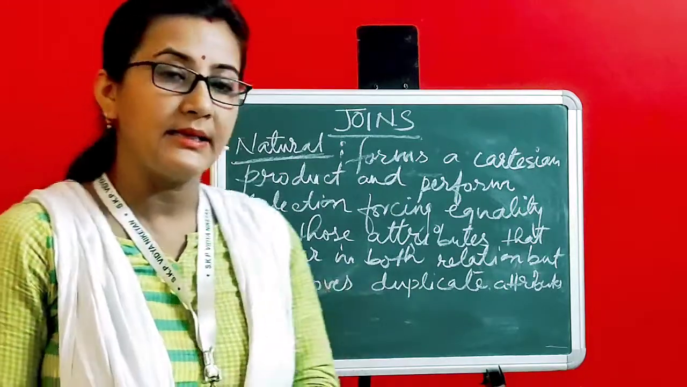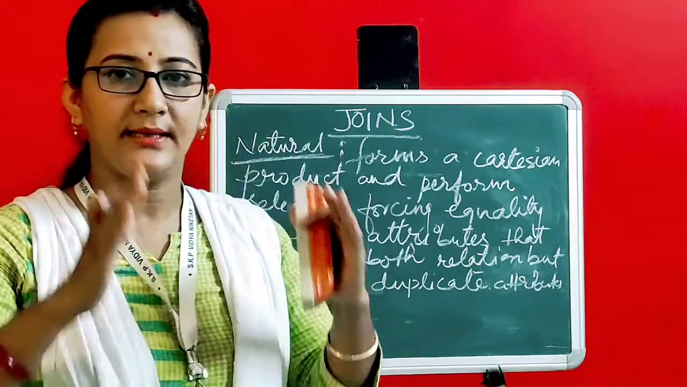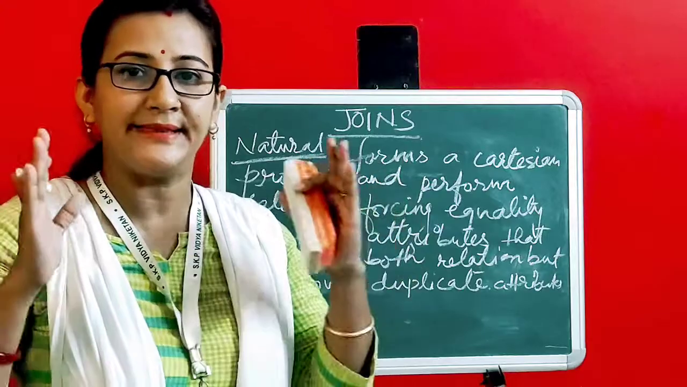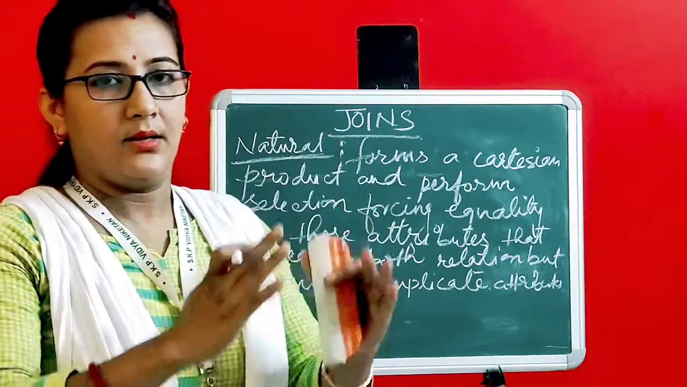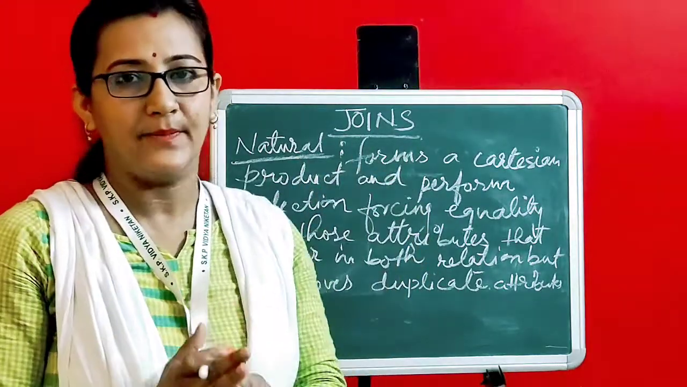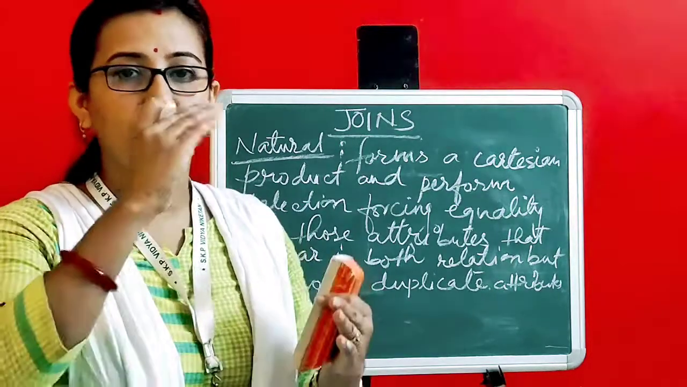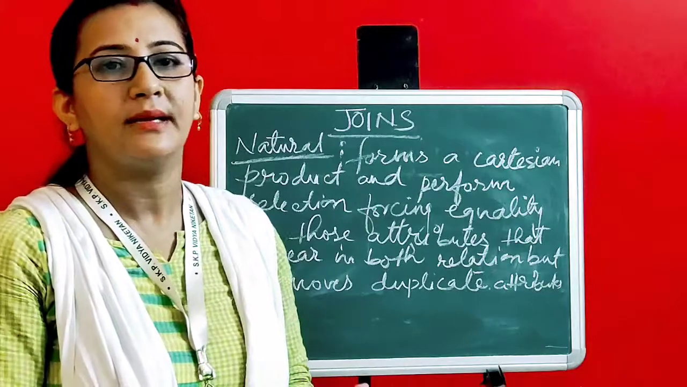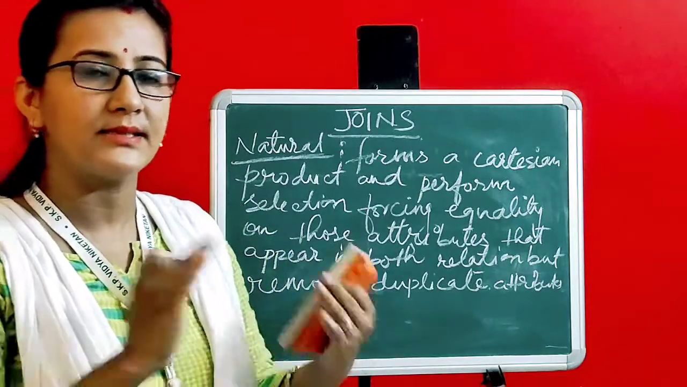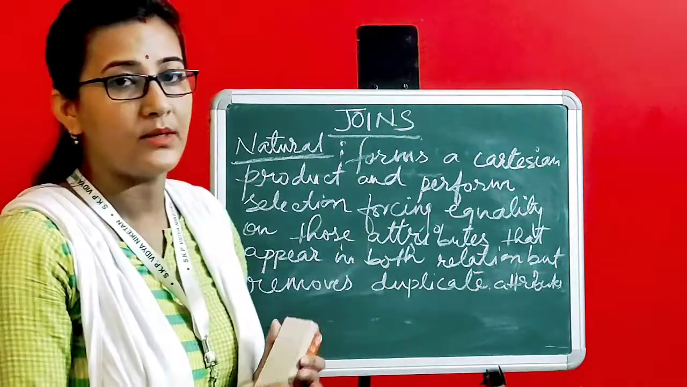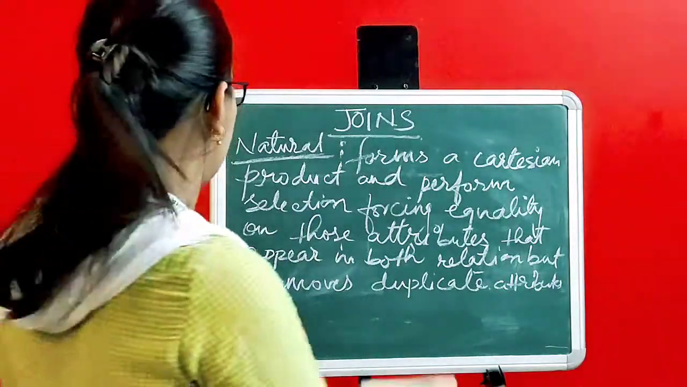So what happened in case of natural join? Natural join just compares the equal values in both the tables, and after that it returns the values, but the duplicate attribute column, it removes the duplicate column. Let's see with the help of an example which will be convenient for you to understand.